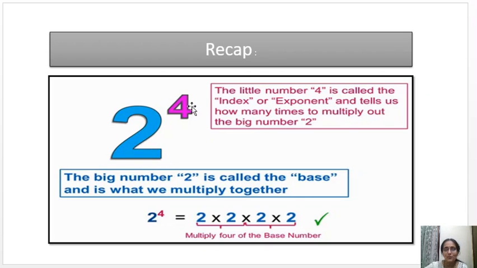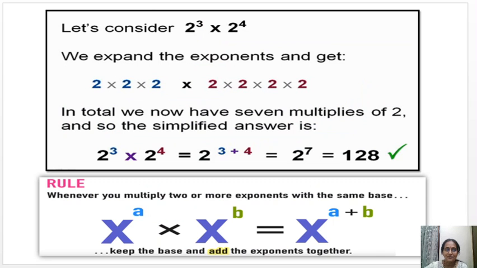What do you mean by 2 to the power 4? Here 4 is called the index, power or exponent. The exponent gives us the information of how many times the number has to be multiplied. That means here 2 is the base, and 2 has to be multiplied 4 times. You know how to write the general form or natural form for this exponent.